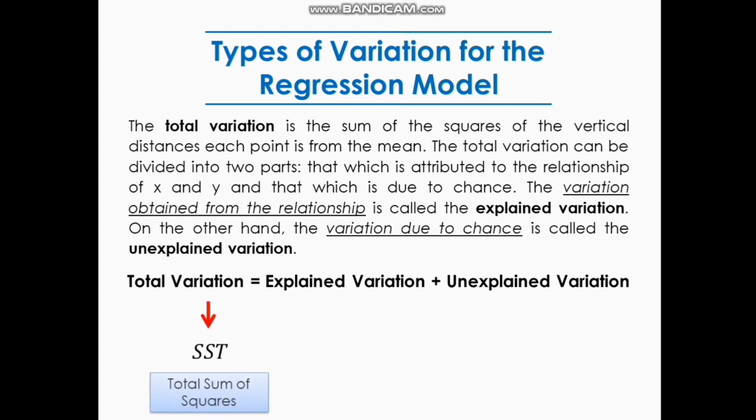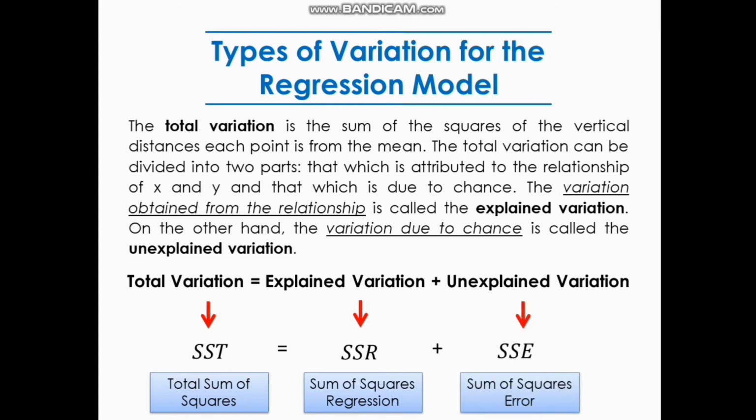It is also called SST, or the total sum of squares. And the explained variation can be explained by the relationship between x and y. It is also called SSR, or the sum of squares regression. On the other hand, unexplained variation is computed due to chance. So basically, unexplained variation is the error component of the regression equation. It is also called SSE, or sum of squares error.